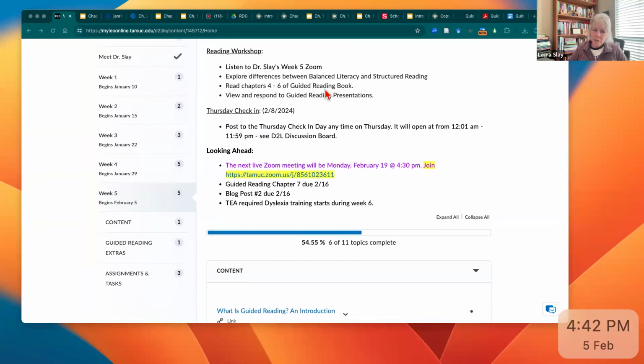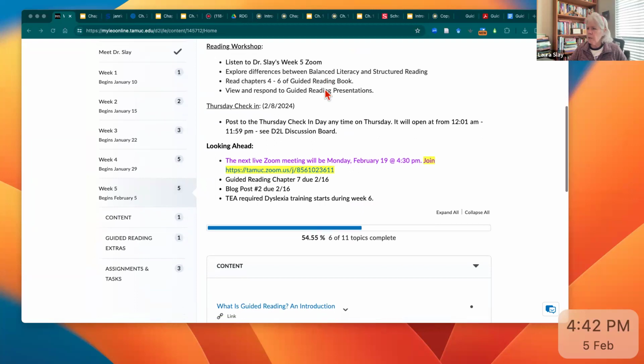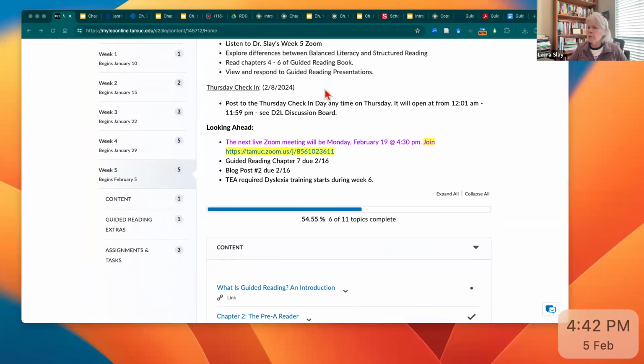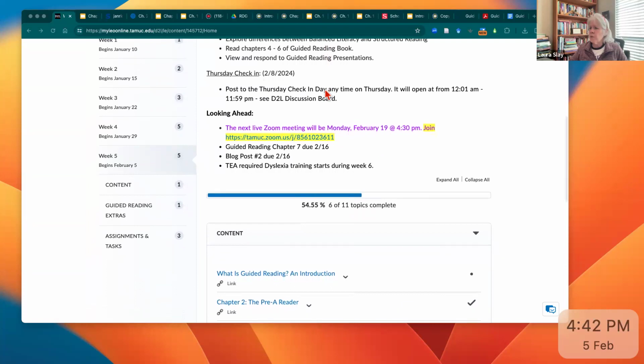One of your assignments, for those of you that are not online right now, is to listen to this Zoom. I want you to explore the differences between balanced literacy and structured reading, as I just mentioned. Read chapters 4 through 6 of the guided reading book. I know some of you already read part of it, and some of you will pick and choose what you need according to what you're going to be teaching. Know that this book is a tremendous resource that you can use when you're planning lessons for other classes, for internship, and as a resource when you're preparing to study for the core exam.